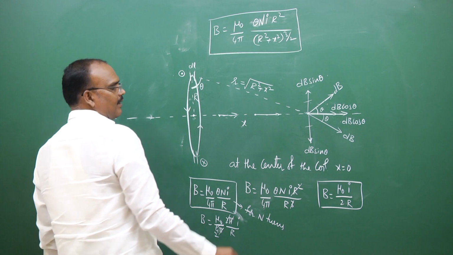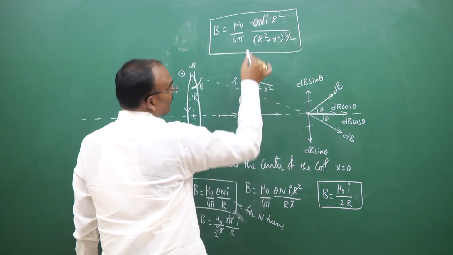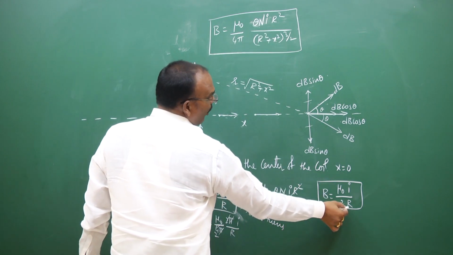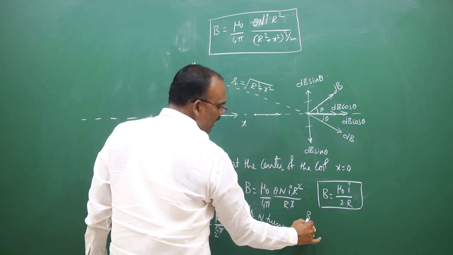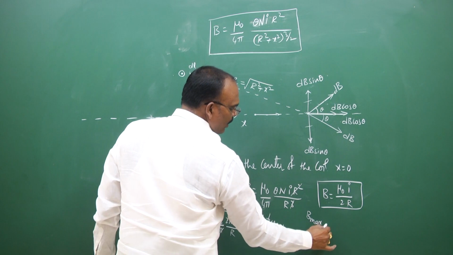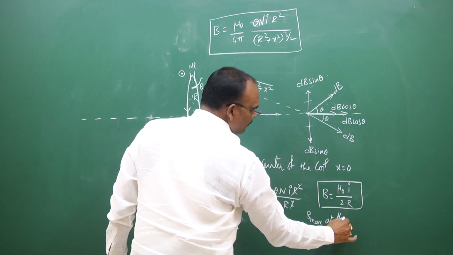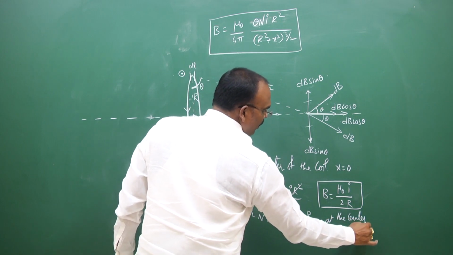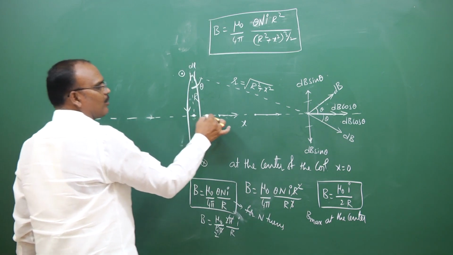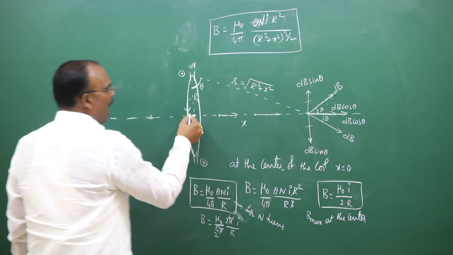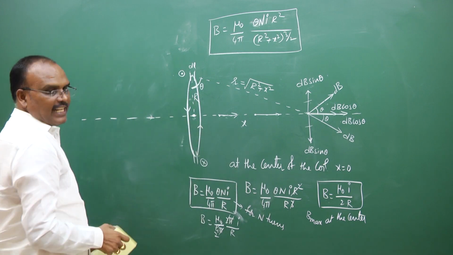See here, compare these two. The denominator is decreased like anything. So that's why the magnetic field is maximum at the center. Magnetic field is maximum at the center. As you move this side, the field decreases. As you move this side, the field also decreases.